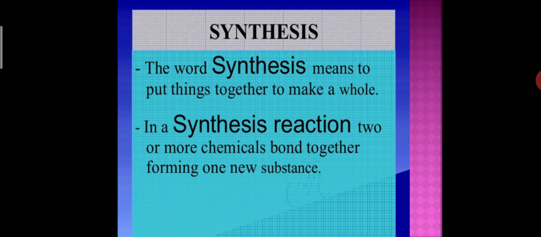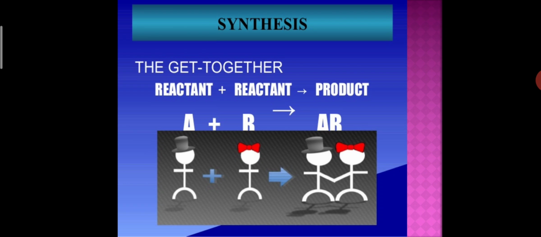Understand, students? In a synthesis reaction, two or more chemicals bond together and form a new substance. Let's see with the help of an example. Reactant A is there and reactant B is there. When they combine together, they form a product, and that is called AB.